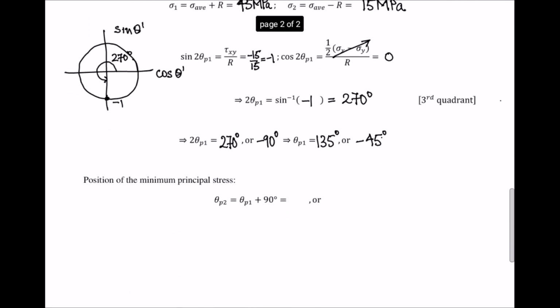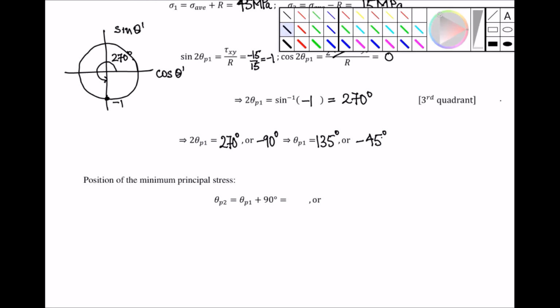To find out the position of the minimum principal stress theta p2, we know that theta p1 and theta p2 are 90 degree apart. So we can say that theta p2 equals minus 45 plus 90, that is equal to 45 degree, or 135 plus 90, that is equal to 225 degree. Again, both 225 degree and 45 degree are 180 degrees apart, which makes no difference.